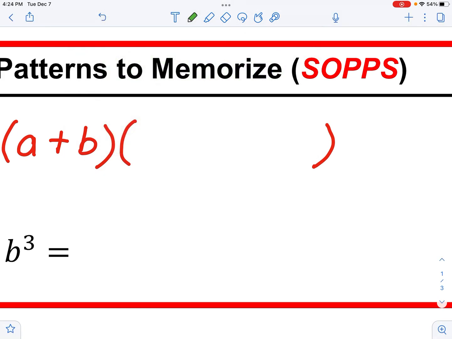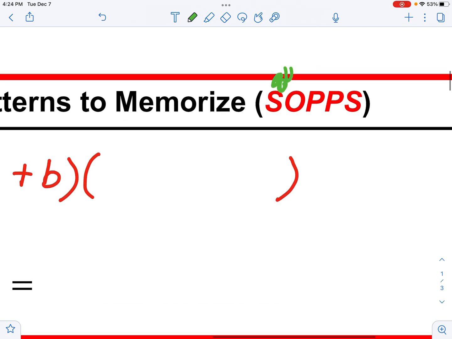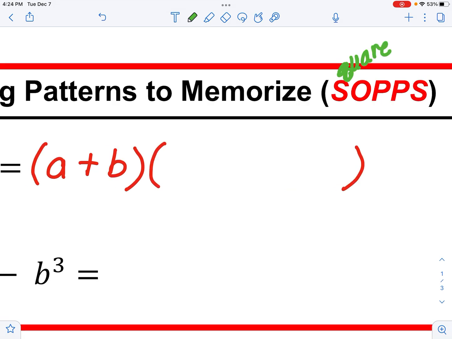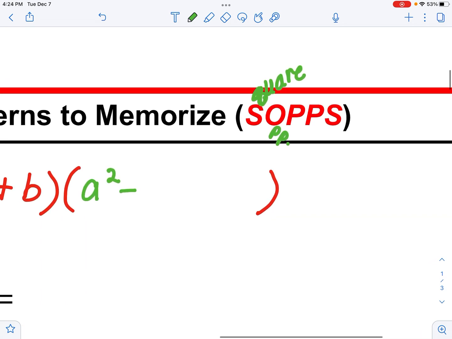So the S stands for square. Let's see, is it going to let me switch colors? There we go. It stands for square. So what you're going to do is you're going to square the first term. The first term is a right here. You're going to square it, and that's a squared. The O stands for opposite. So you're going to take the opposite of this sign, and that's minus.